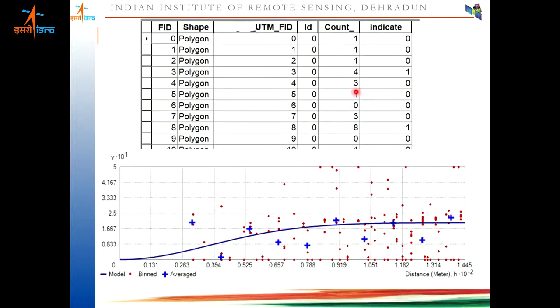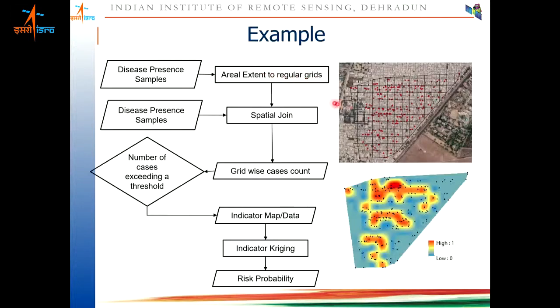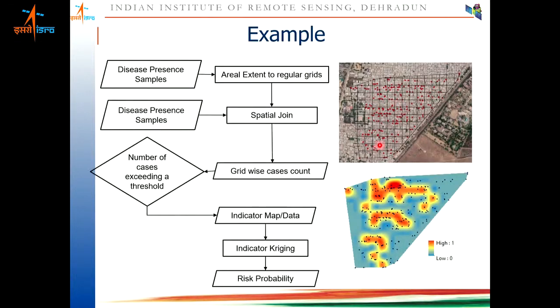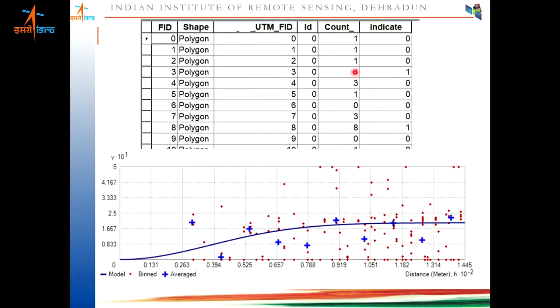So first we will see this. Here in this case, after applying the spatial join, the number of cases within one grid was calculated, and the critical value was 4 in this example case. Which means if the number of patients is 4 or more, then it will be 1. If it is less than 4, then it will become 0. So let's see here, the count was 1, so indicator data is 0, and if count is 4 it is 1, and 8 it is 1, and if it is less than 4 it is 0. So indicator kriging is applied over this column.